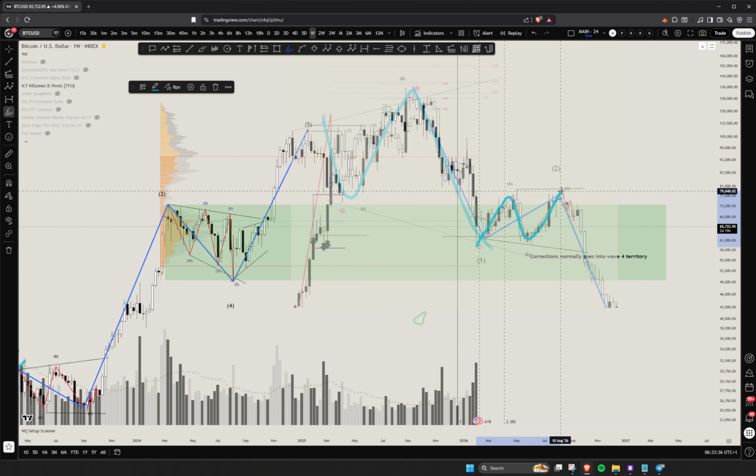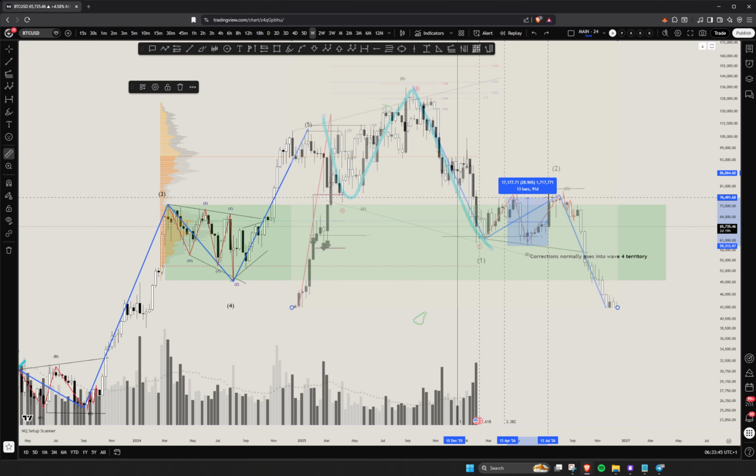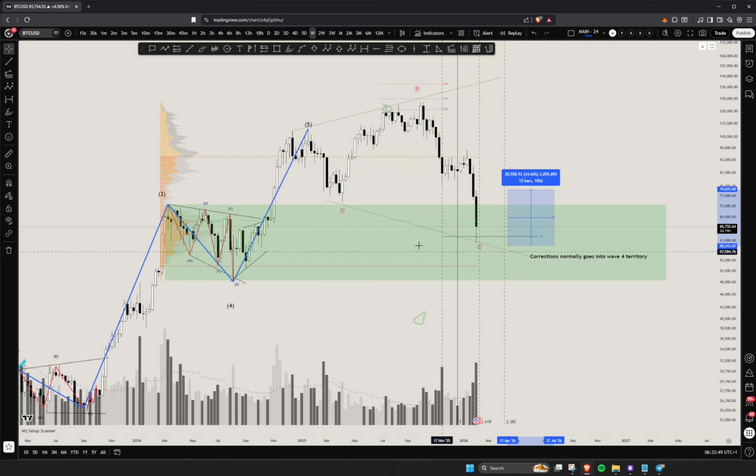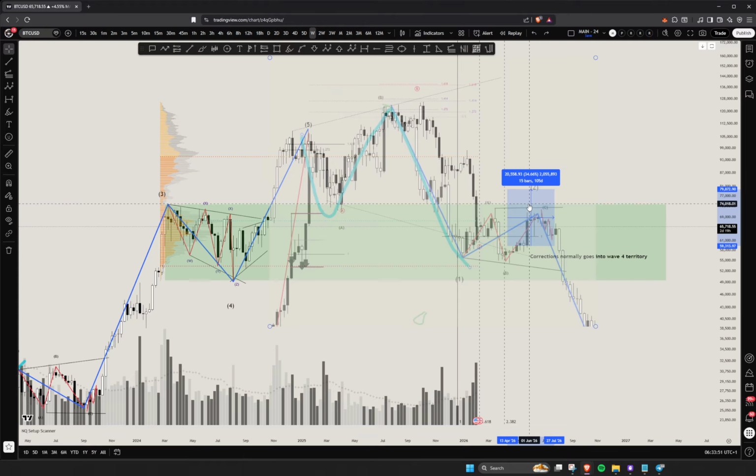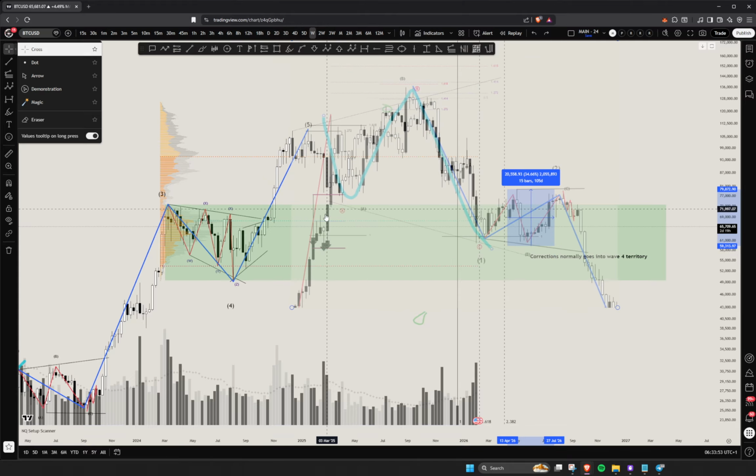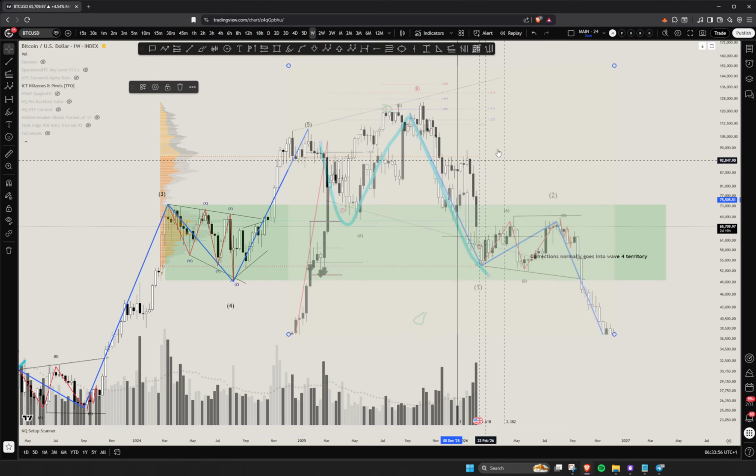Here you're looking for this, and then you're looking for a continuation. So yeah, but that would bring you up like 31% to 80k. Interesting, interesting. Yeah.